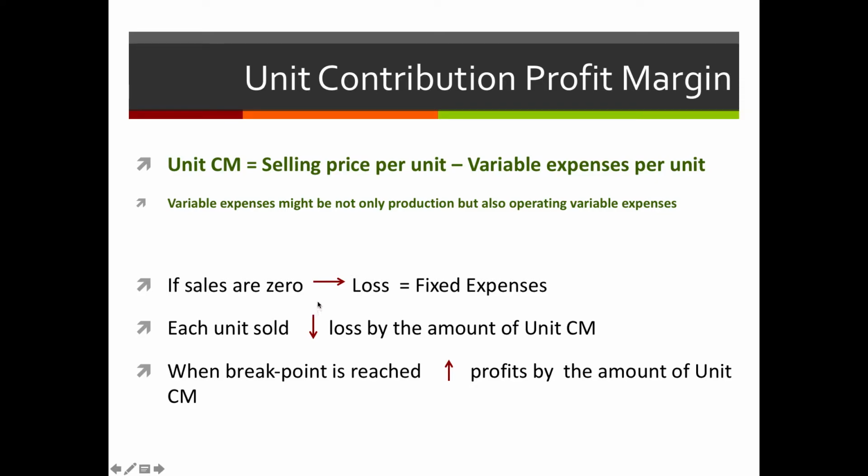Then, if your sales are zero, your loss will be equal to your fixed expenses. And for each unit sold after this point, the loss will decrease by the amount of one unit contribution margin, okay? When the break-even point is reached, the point when your profit is zero, right, then for each additional unit you increase your profit by the amount of one unit contribution margin.